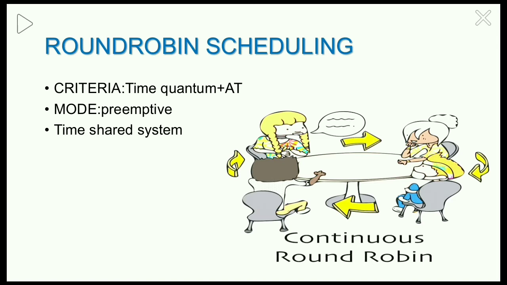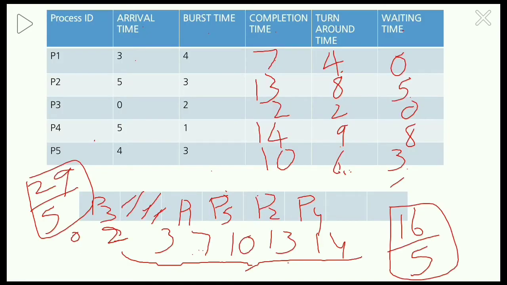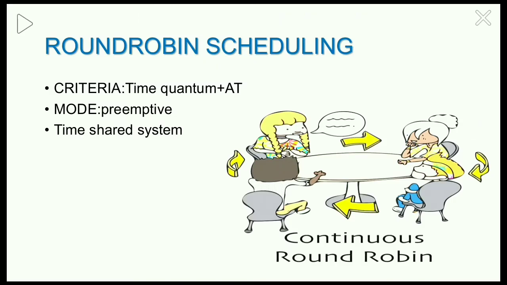Round robin scheduling means the first come first serve scheduling algorithm, and if it is given a preemptive state, then it will act as a round robin scheduling algorithm. That's why the mode here is preemptive, and it is a time shared system. That means if in a system there are 5 processes, then each and every process will get an equal chance to execute. Whereas in the case of first come first serve, a process which arrives first is only allowed to execute first.